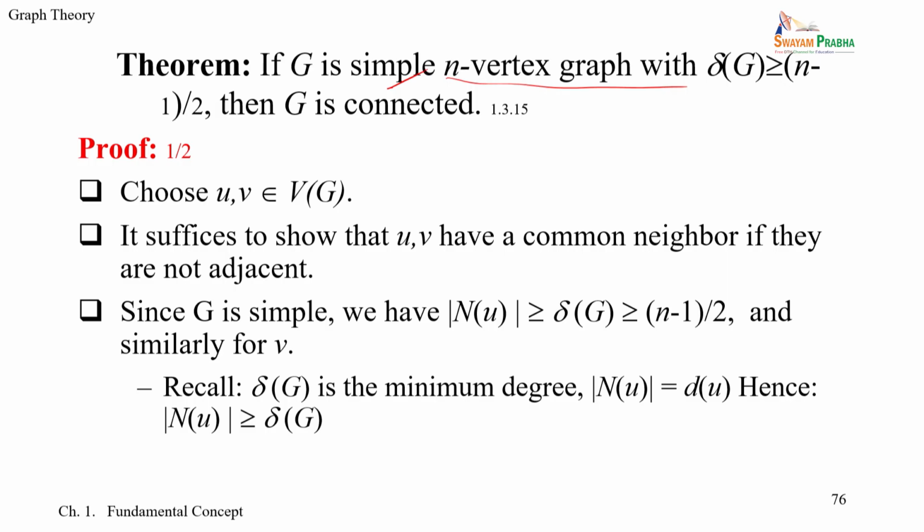So, choose u, v in the vertex set and show that u and v have a common neighbor if they are not adjacent. If G is simple, then the cardinality of N(u) is greater than or equal to delta(G), which is greater than or equal to (n-1)/2, and similarly for v. Recall delta(G) is the minimum degree. Therefore, the cardinality of N(u) equals d(u), hence the cardinality of N(u) is greater than or equal to delta(G).